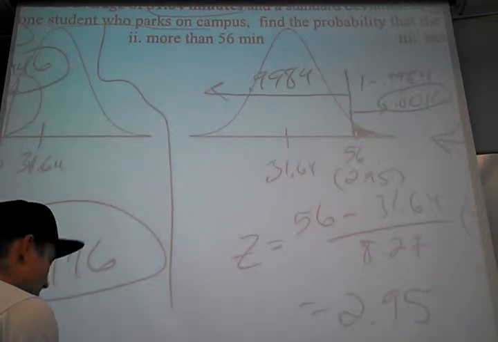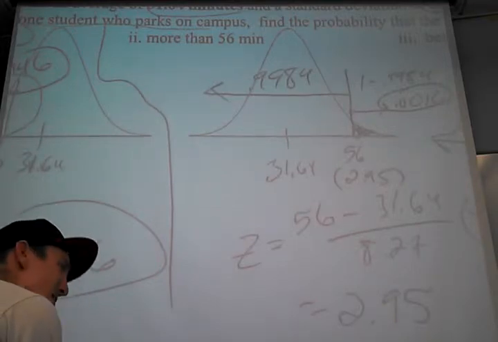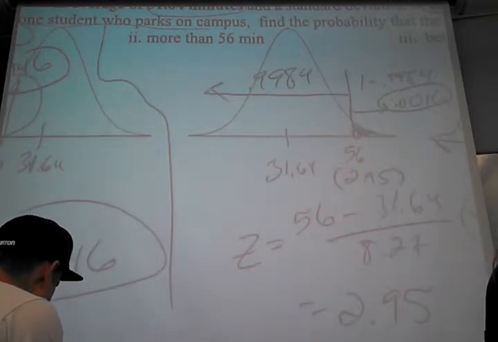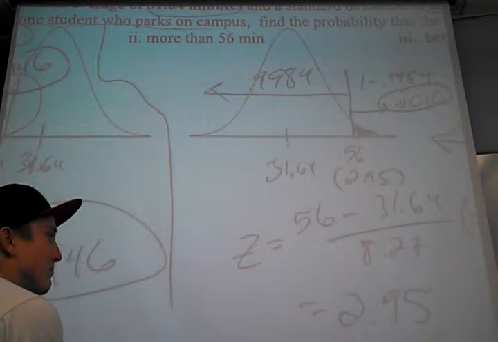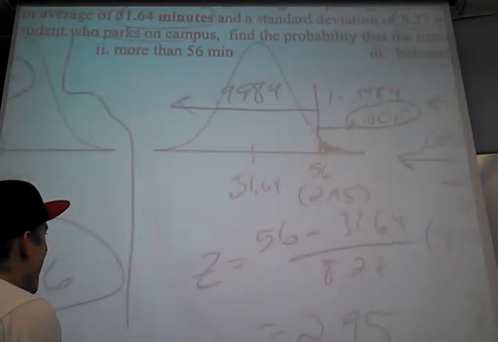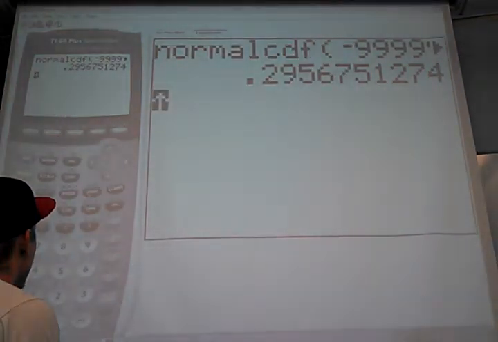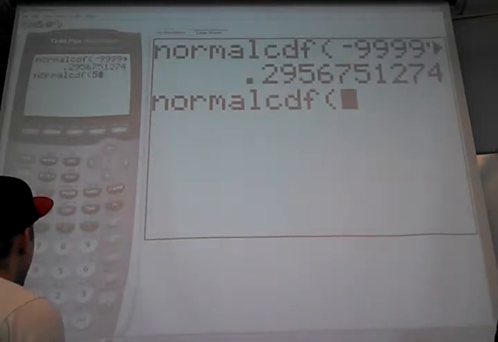Alright, so to do this one, more than 56, I can do second bars, normal. So I want to go from 56 up to what is effectively infinity for us. The mean is still 31.64. Standard deviation is still 8.27. We got, where did we get it? 0.0016. Sweet. All right, can't get much better than that.